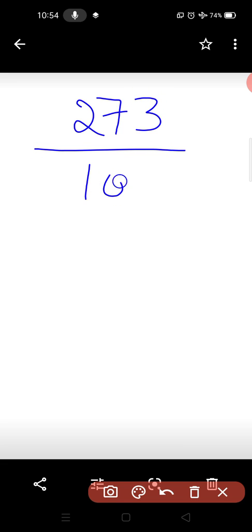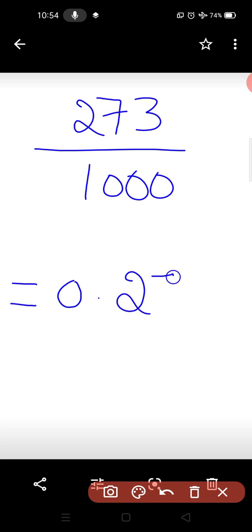Riya had 1000 rupees with her. Out of this 1000 rupees, how much did she spend? She spent 273 rupees. Now we can denote it as 273 by 1000. This is a fractional form. Then how can you write the same number using decimal form? It's simple: 0.273.